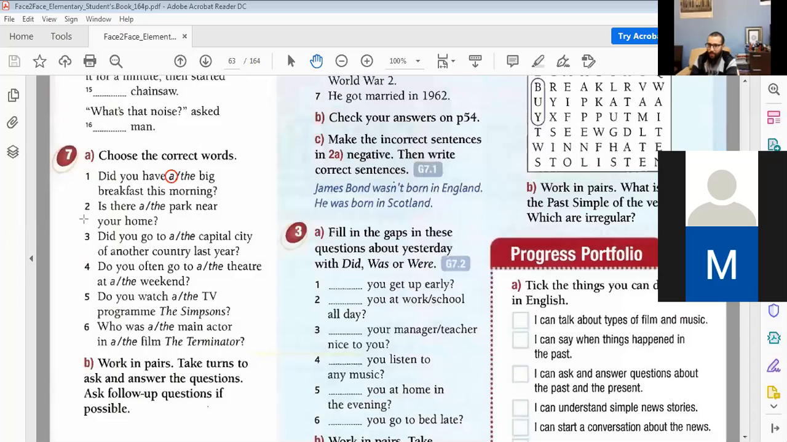Okay, so number 2, Rana, can you do number 2? Okay. Is there a park near your home? Is there the park near your home? So we have two options. A park or the park. Which one do you think is correct? A park or the park?